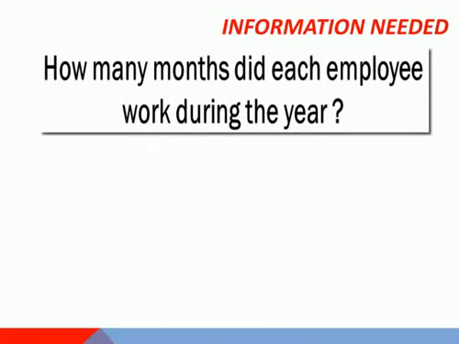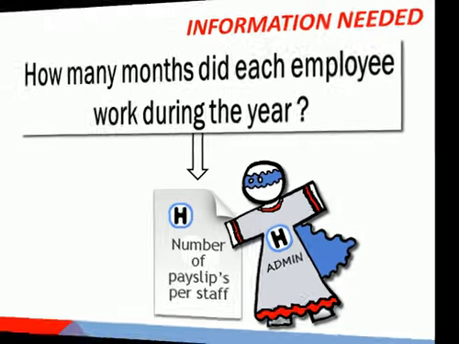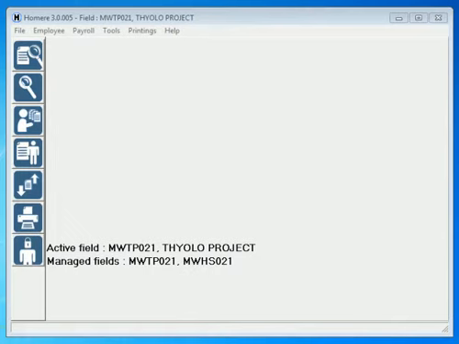In both cases, you need to know how many months each employee worked during the year. For this purpose, the administrator will issue in statistics a document called Number of Payslips per Staff. So let's see how the administrator issues this document.